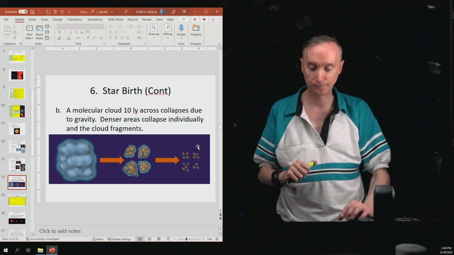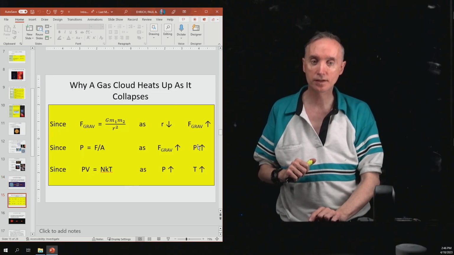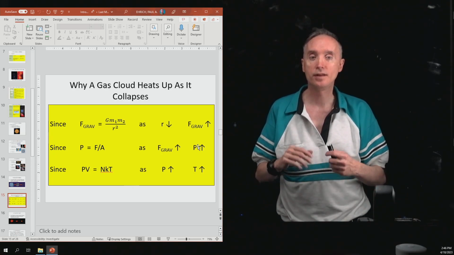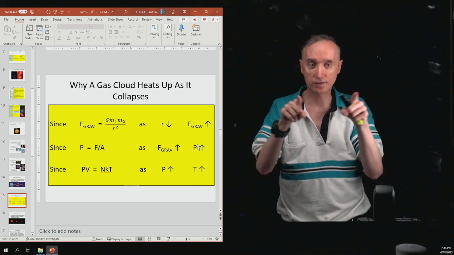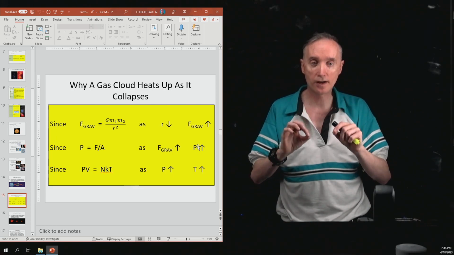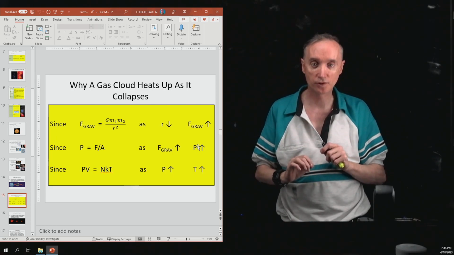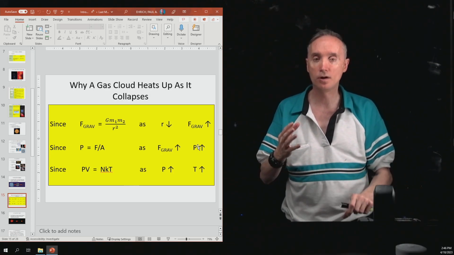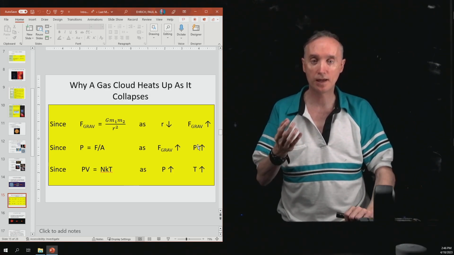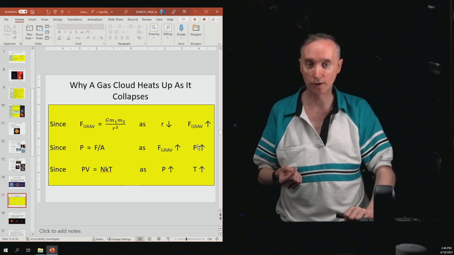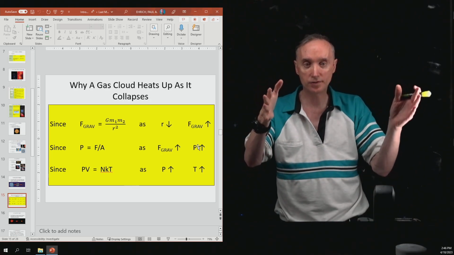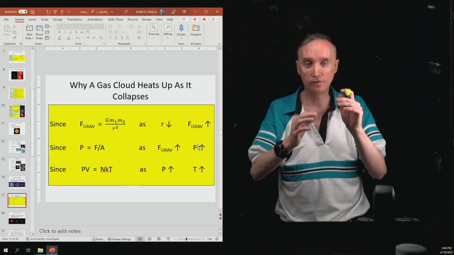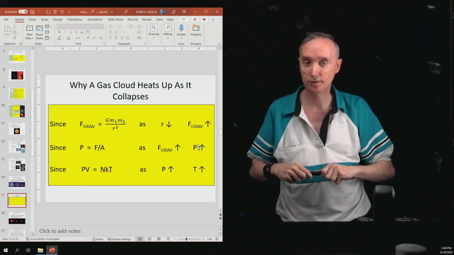Okay, the next thing that's going to happen is that as the radius is decreasing, the force of gravity is increasing. So we already discussed that first one there. Because of the law of gravity, big G m1 m2 divided by r squared, as the radius is getting smaller, the force of gravity is increasing.